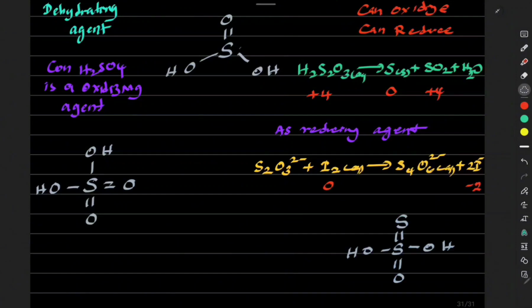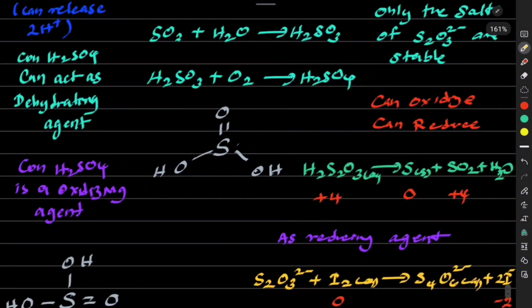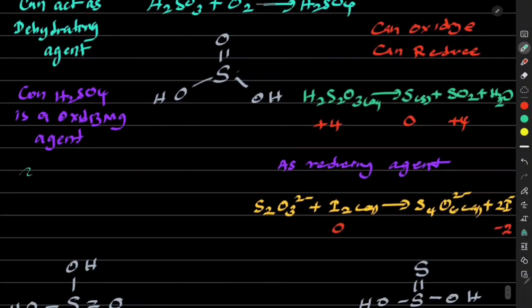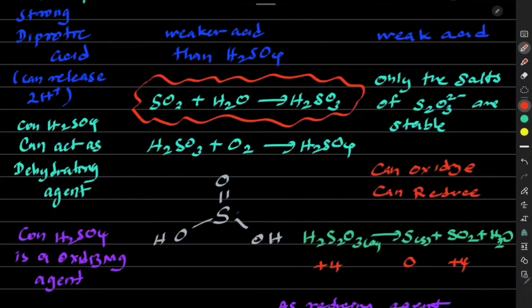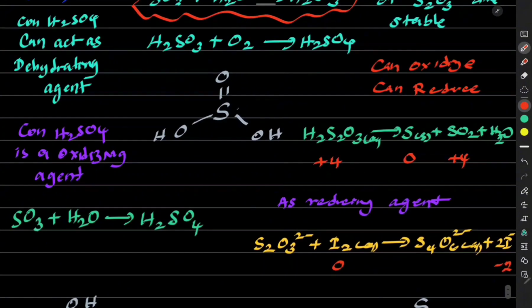Now we should look at the reactions of sulfuric acid. How can we produce sulfuric acid? We can produce sulfuric acid by reacting sulfur trioxide with H2O. I forgot to mention that. SO3 plus H2O will form H2SO4. Here sulfur dioxide plus H2O forms sulfurous acid, but here sulfur trioxide plus H2O forms H2SO4, sulfuric acid. These are the two reactions.